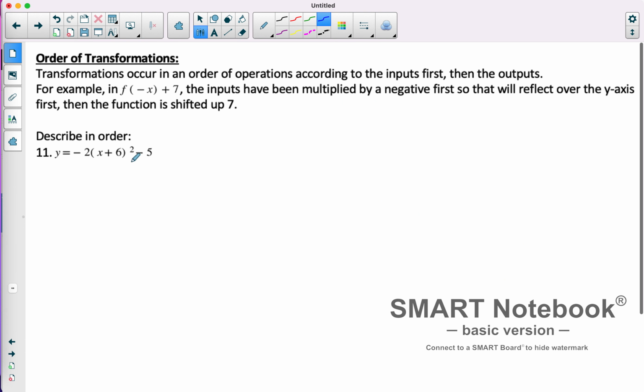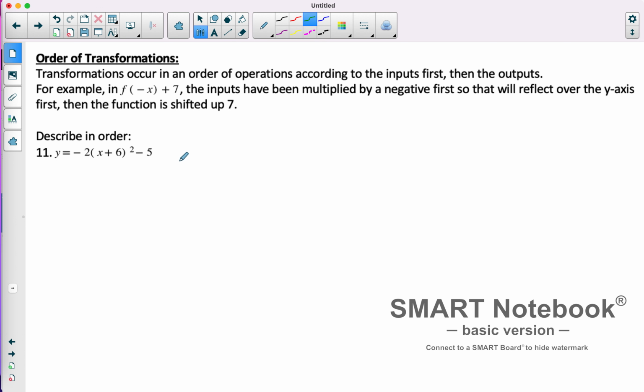So when we think about the order, order matters. We follow order of operations, but we go according to the inputs first and then towards the outputs. So for example, in our transformation f of negative x plus 7, the negative x means I'm affecting the inputs first. They've been multiplied by a negative, which means it's reflecting over the y-axis first. Then you would shift up 7. So we want to make sure we describe things in order.